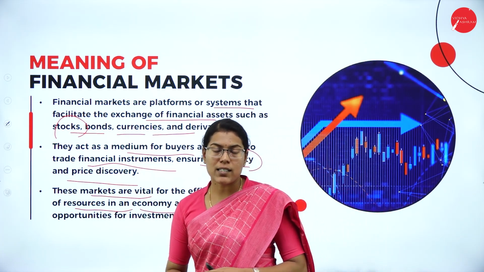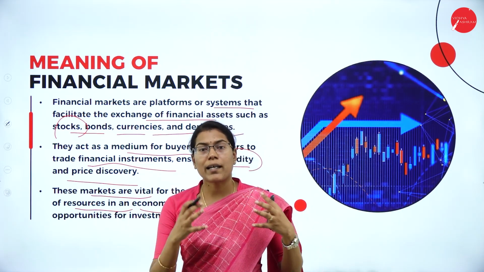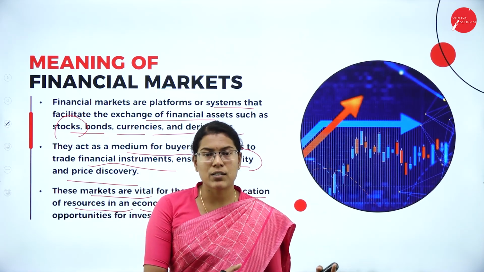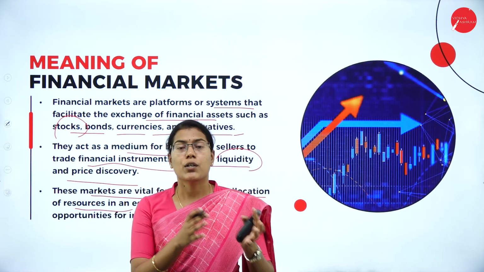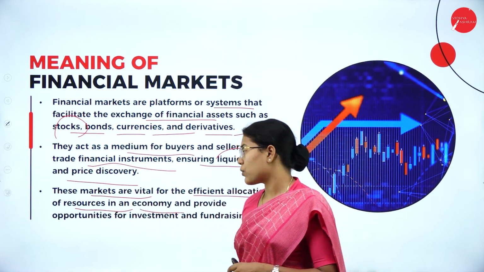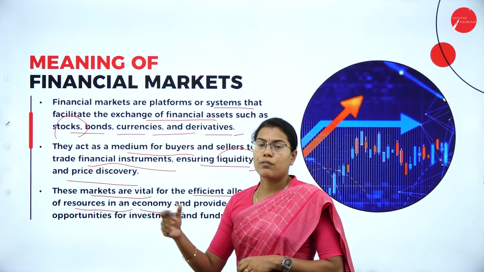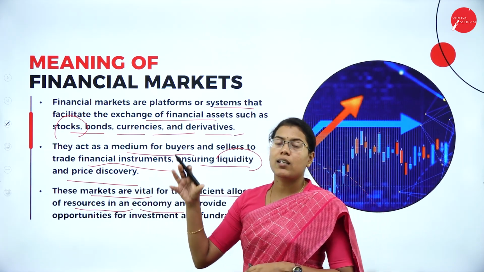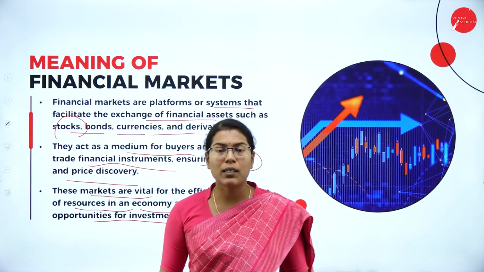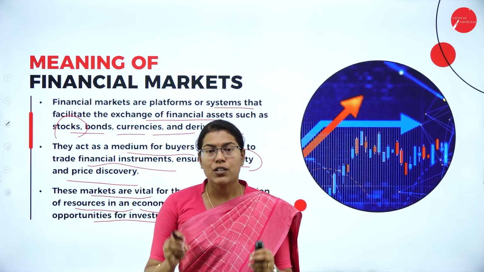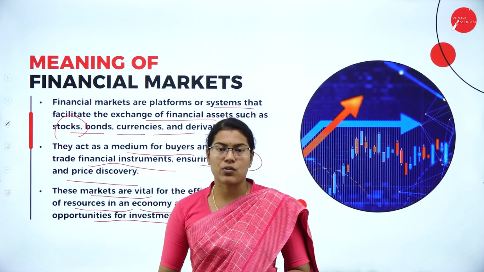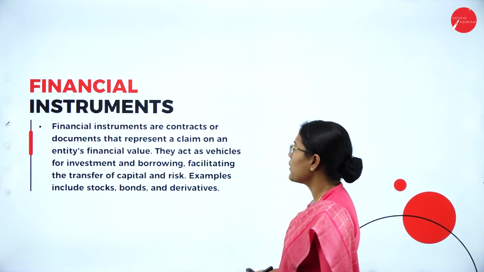Next, these financial markets are vital for the efficient allocation of resources in an economy. Why are these financial markets important? Because they mobilize the funds or savings from the savers, where there is surplus, towards productive investment. That's why they make efficient allocation of the finance that is available, and it is very important for economic development as it is invested in productive activities and provides opportunities for investment and fundraising. So the stock exchanges exist to provide opportunities for investment and fundraising, especially for the corporations.